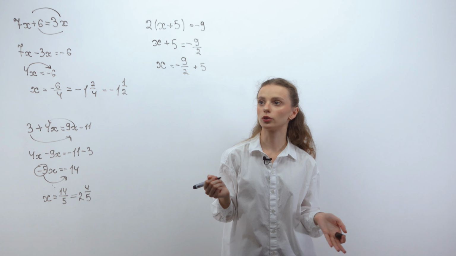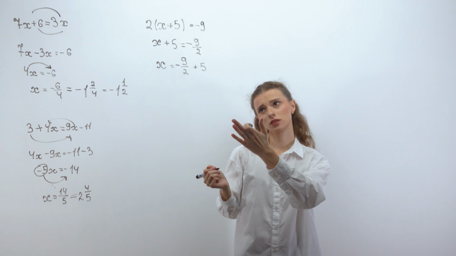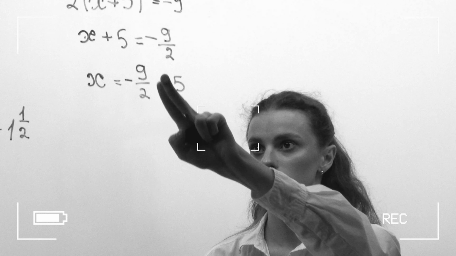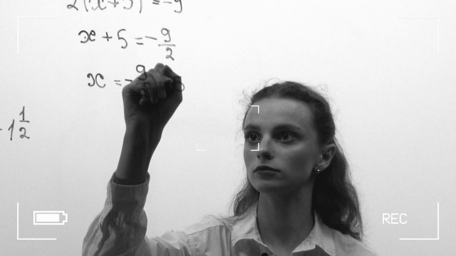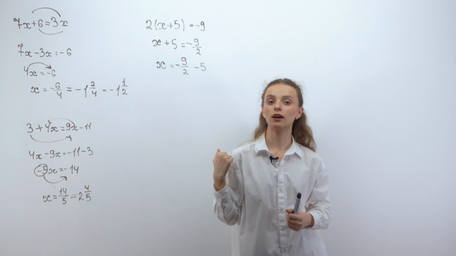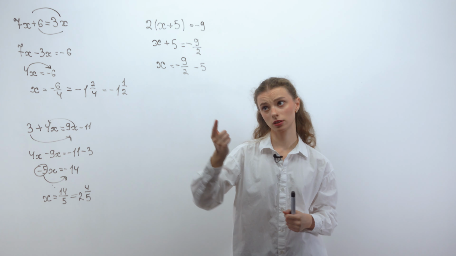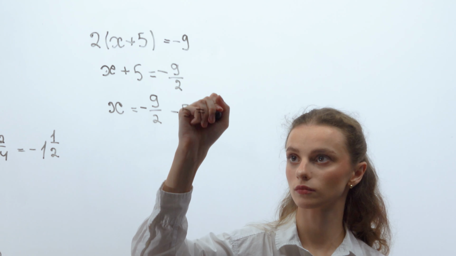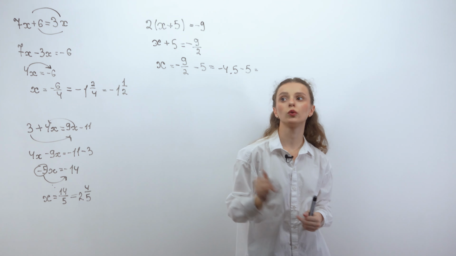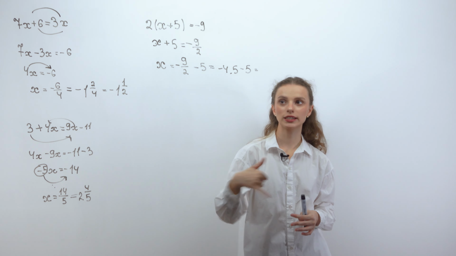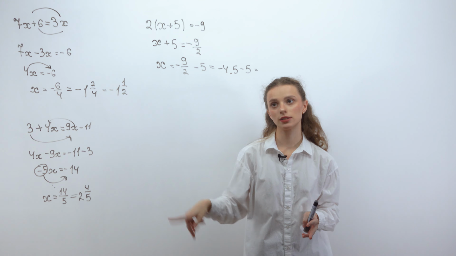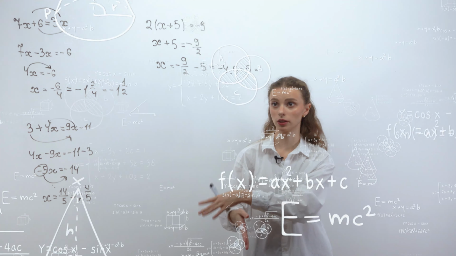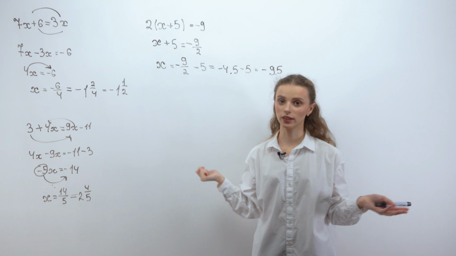How do I approach this now? I think I'm just going to turn negative 9 over 2 into a decimal and subtract 5. So negative 9 over 2 turns into negative 4.5 minus 5. So I start at the negative 4.5 and I keep going in the negative direction. It's going to be negative 9.5. And that is our final answer.